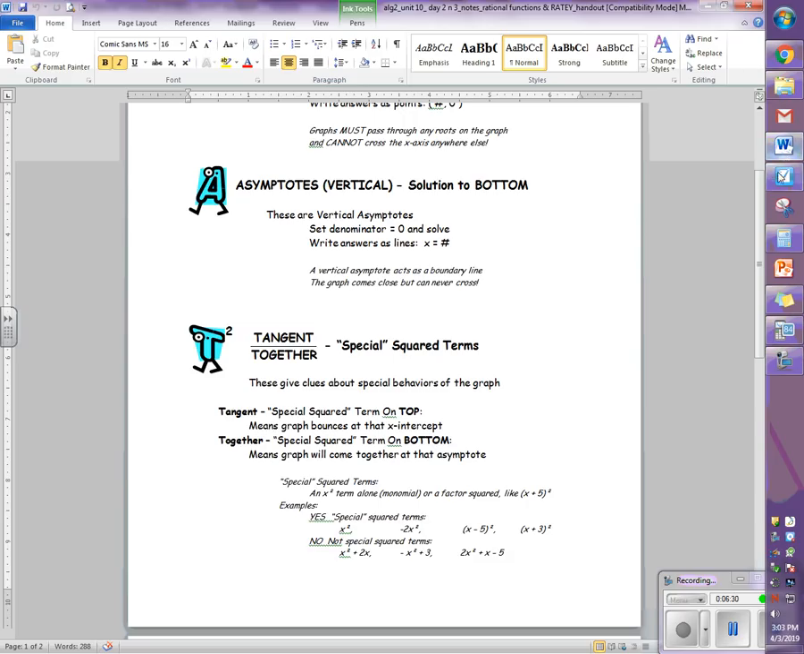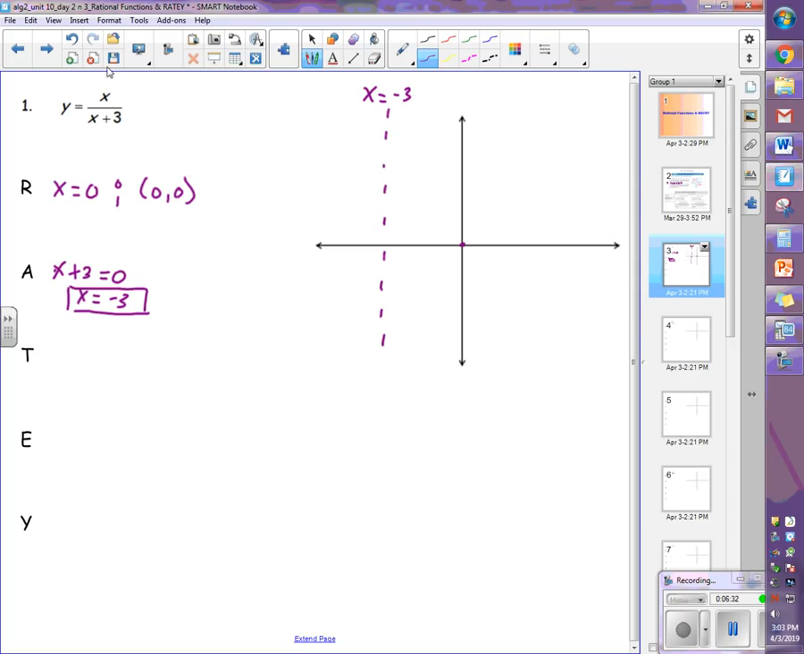So in our example, we don't have a perfect squared term in the numerator or the denominator, so this does not apply to us. So we'll just put NA.